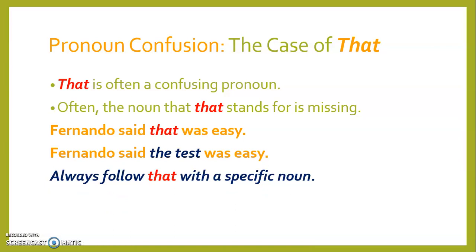One of my instructors back in college taught me this really great rule, and I think it'll help you too, so I highly recommend that you follow it. Always follow words like that or this with a specific noun. You can use that as a reminder. As you're writing or typing your paper, it's kind of like a trigger: oh, I remember now, I should always make sure I add a specific noun after it. Kind of like this example. Fernando said, that test was easy. This is a great way to get around that confusion when you're using words like that, or even this would work in this case.